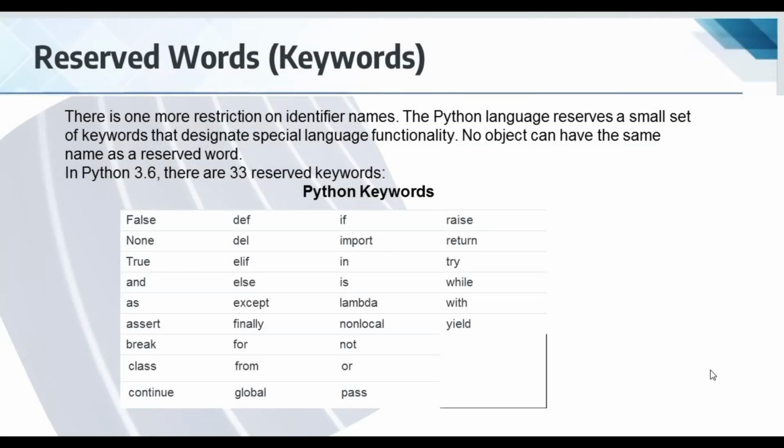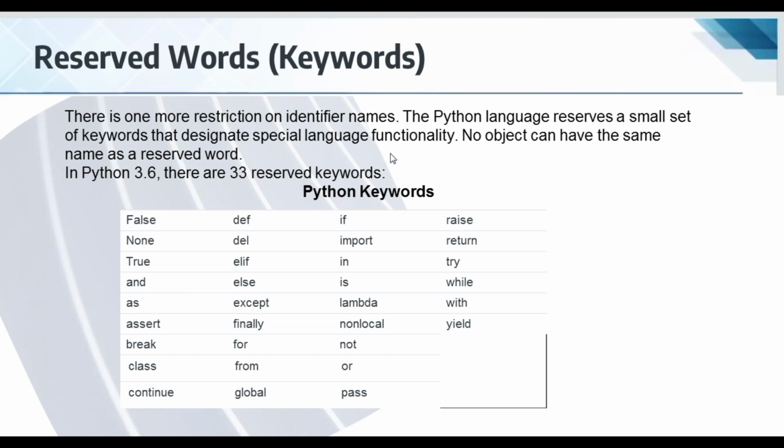Now we have to understand what reserved words or keywords are. Sometimes keywords are also known as reserved words. There are one or more restrictions on identifier names, as I explained earlier. The Python language reserves a small set of keywords that designate special language functionality. No object can have the same name as a reserved word. That means no variable or identifier can have the same name as a reserved word.